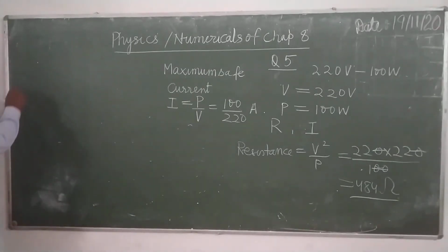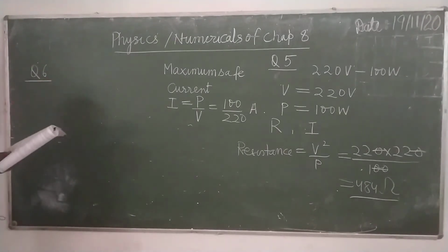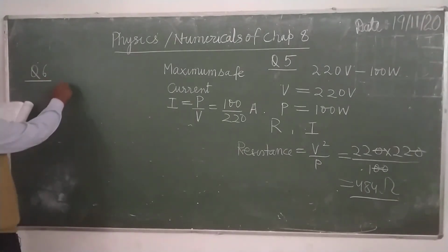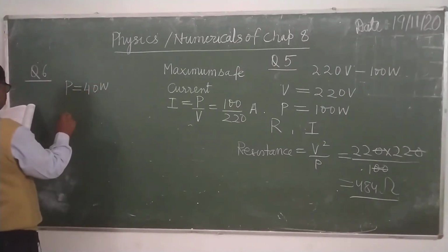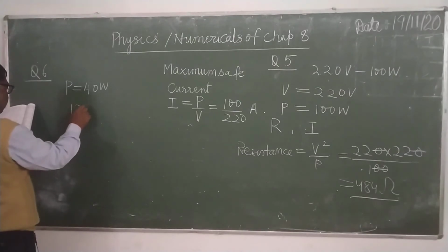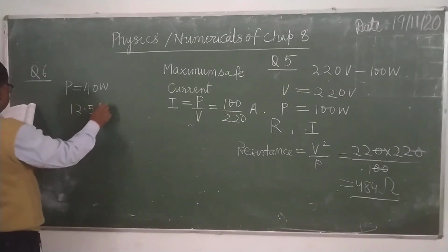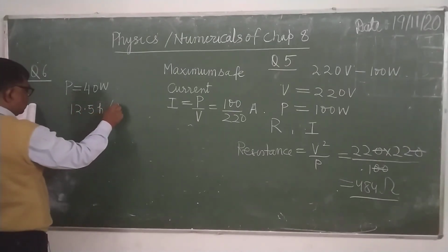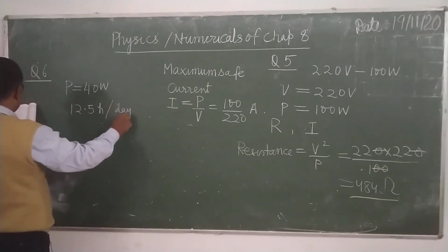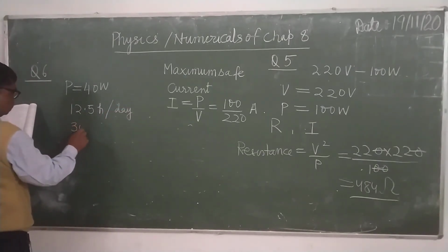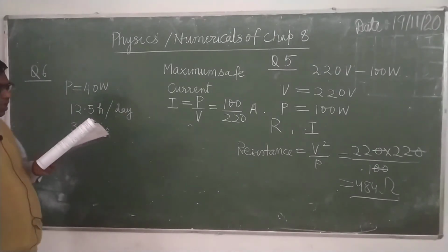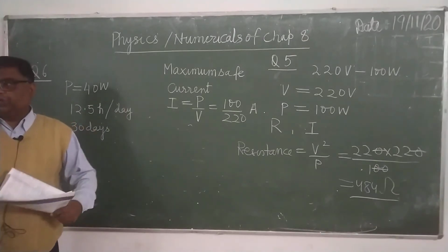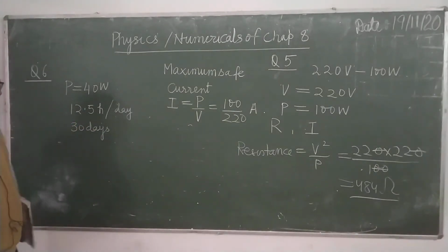Question number 6 you can see. A bulb of power 40 watt, P is given 40 watt, is used for 12.5 hour per day for 30 days. Calculate the electrical energy consumed. You have to find electrical energy consumed.